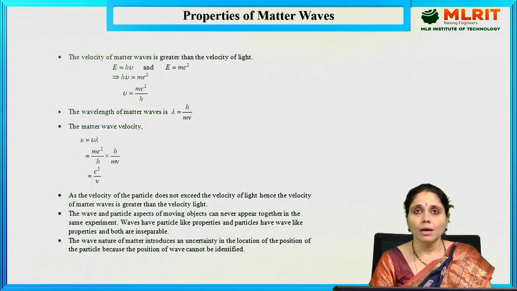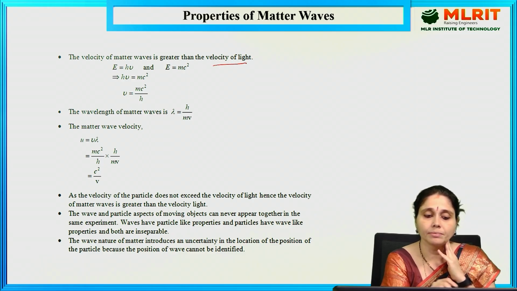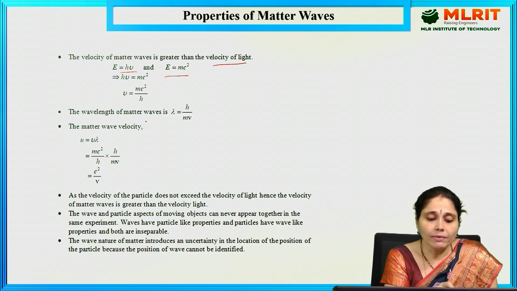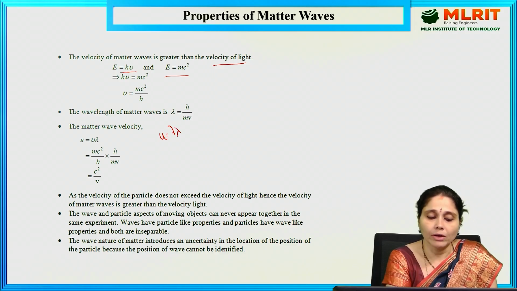Now, extending the properties. The velocity of matter waves is greater than the velocity of light. Let us consider this. E is equal to h nu and E is equal to mc square. This is the formula that we have used earlier. h nu is equal to mc square, so nu is equal to mc square by h. The wavelength of matter waves is lambda is equal to h by mv. The matter wave velocity is u is equal to nu lambda. This is the equation for matter wave velocity.